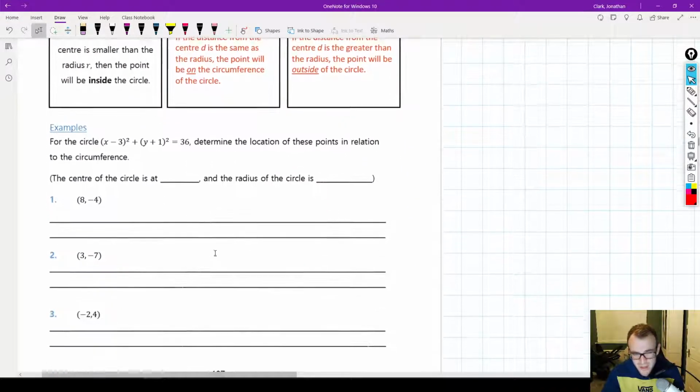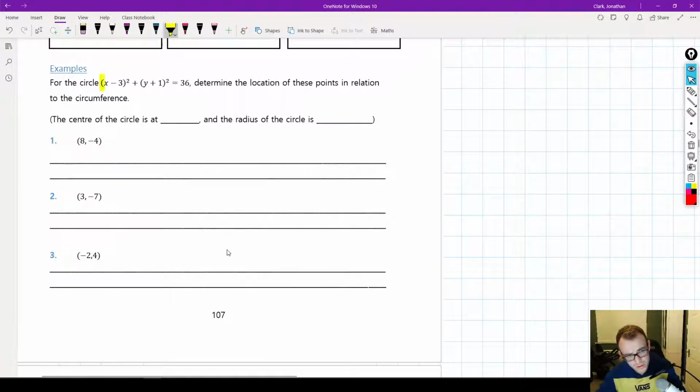Now, the examples that we're going to look at, we've got a circle. The formula is (x minus 3) squared plus (y plus 1) squared equals 36. And we're going to try and decide whether each point is inside, outside, or on the edge of the circle. Just comparing it to the equation of the circle, you might need to go back and look at some previous videos for this, but I'm just going to skip through it for now. So the center of this circle is at 3 for the x and minus 1 for the y. And the radius is the square root of this number over here. Square root of 36 is 6.